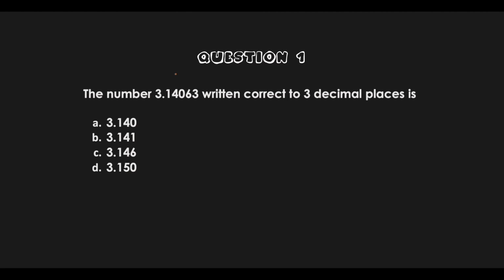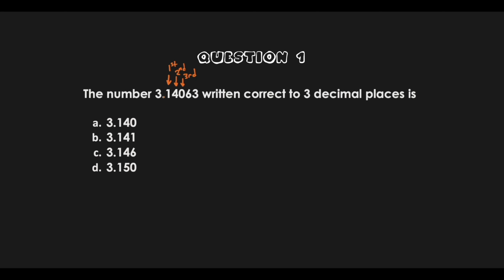This is serious business. So this says the number 3.14063 written correct to 3 decimal places is, so we need to identify the number of decimal places that we need. So this was our first one. So that's our first one. This here is our second one. And the one that we are interested in, the third one.